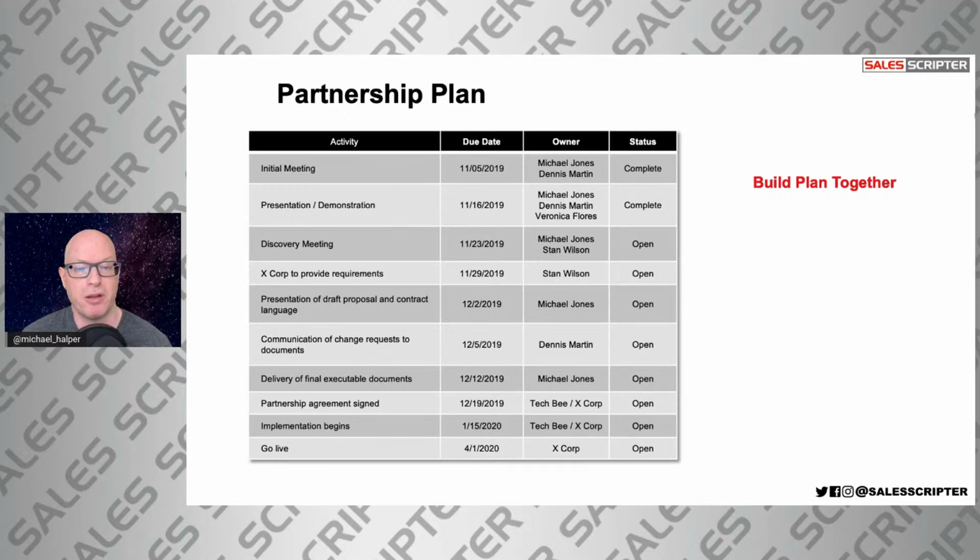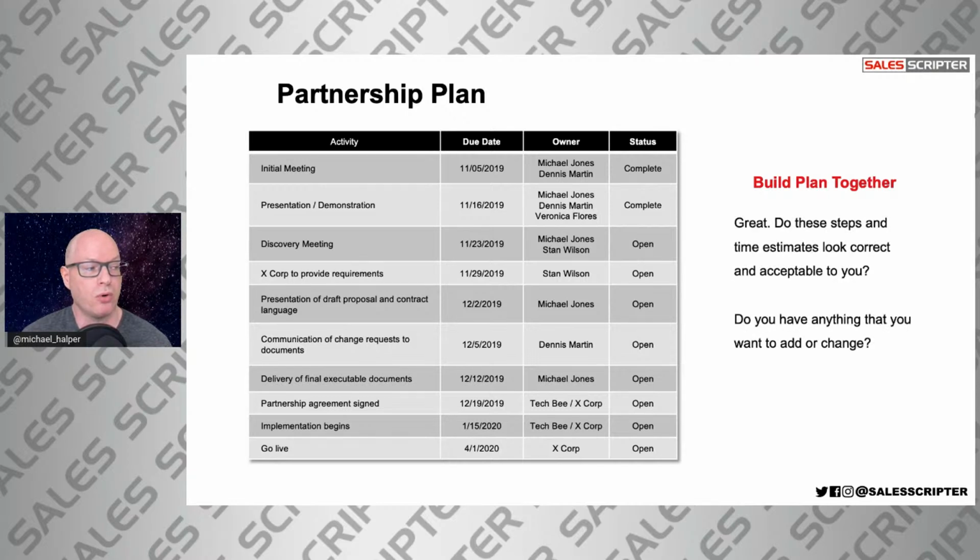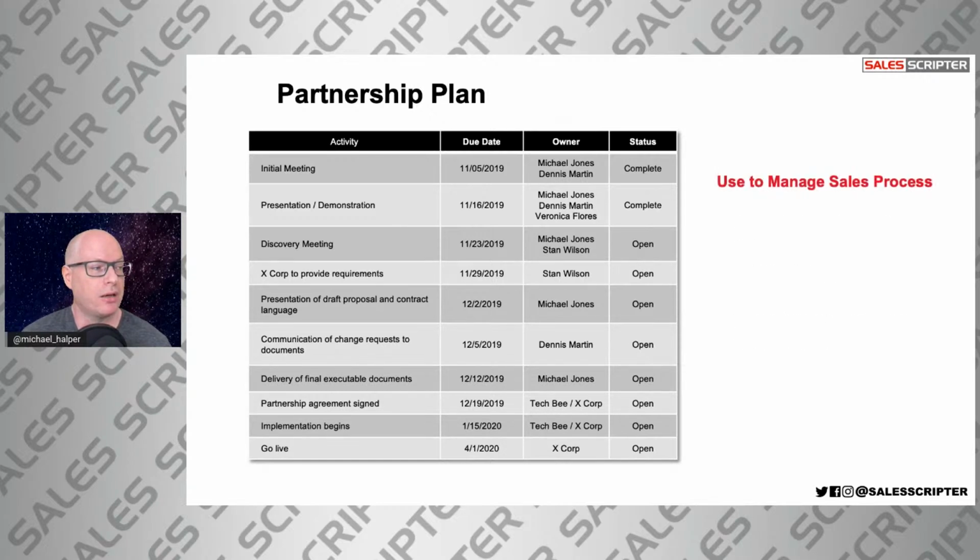The prospect's going to be involved in this, so you need their input. So build the plan together so you can modify this in real time. Great. Do these steps and estimates look correct and acceptable to you? So maybe they want to add something. Maybe there's something not correct. Maybe the timing isn't correct. So you work together with the potential partner, who's now been promoted from prospect to potential partner, and you build and finalize this plan together.